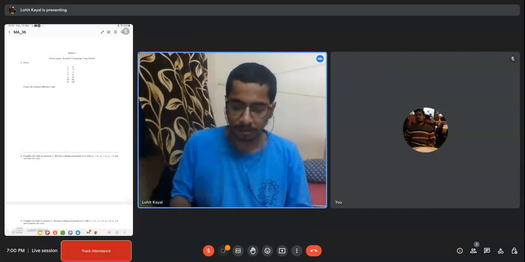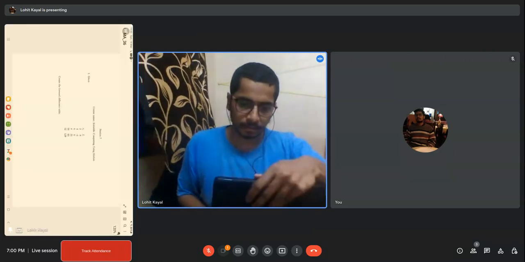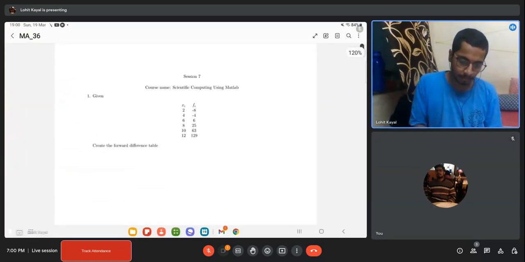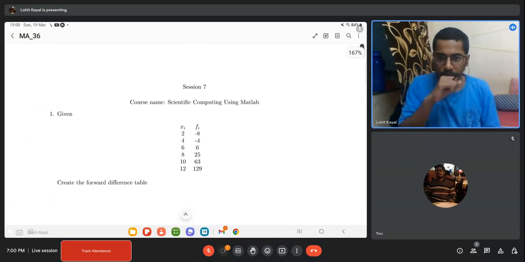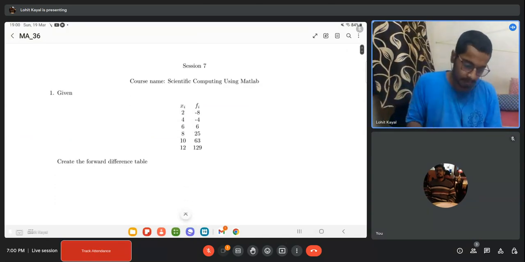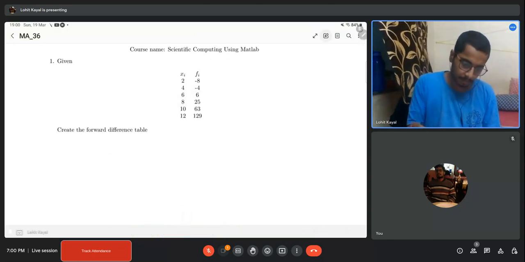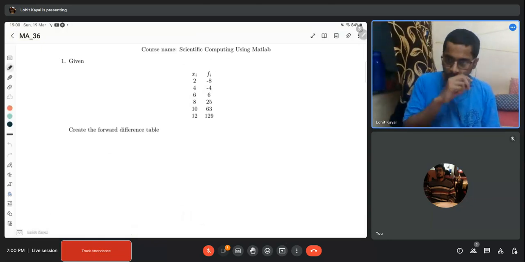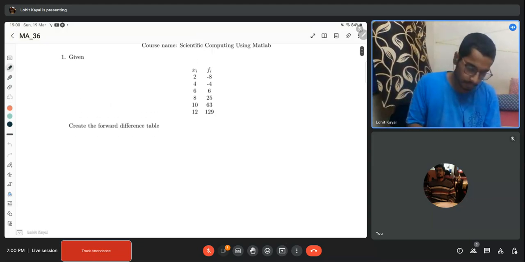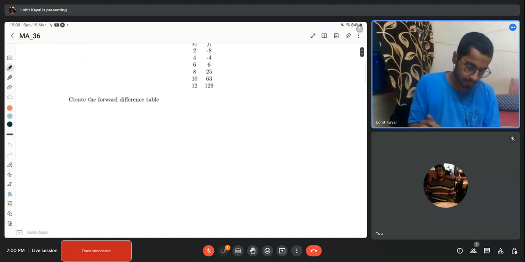So today we will discuss interpolation. Today there will be no coding in Matlab. Today there will be only theory. So let's start with question number 1. Here a data set is given. This is X and this is F. The question is we need to construct the difference table. So let's solve the question.